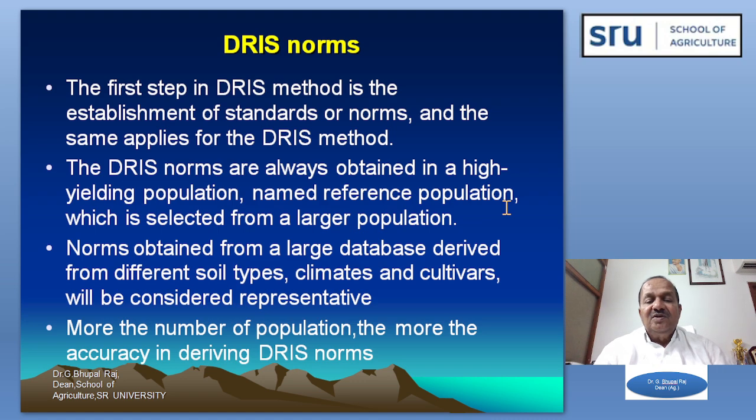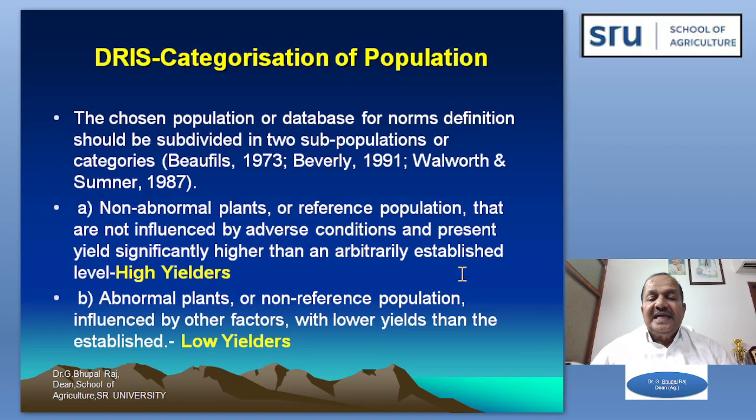Then we have to divide that population into a high yielding population and a low yielding population. The mean value of the particular ratio of the high yielding population is considered as the reference value. It is called the reference value. So norms obtained from the large database derived from different soil types, climates, and cultivars will be considered representative. The more the number of the population, the more the accuracy in deriving the DRIS norms. If we take a large number of samples, the accuracy of the derived DRIS norms is more accurate.